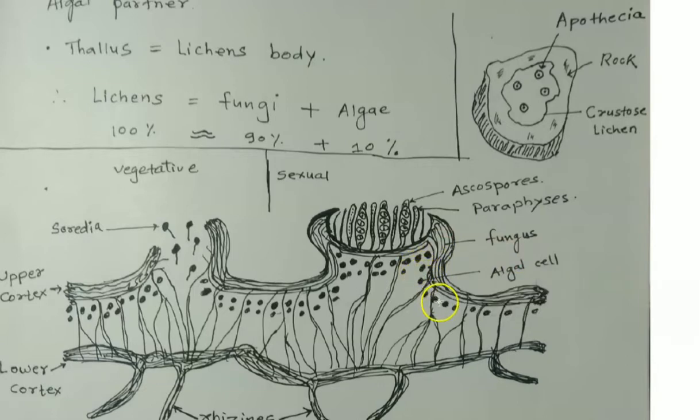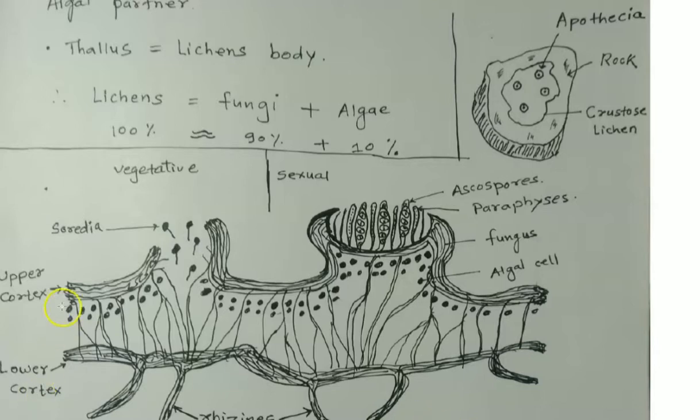In the algal zone, algal cells are present in loosely arranged fungal hyphae. This is the body of the lichen, and this thread-like structure is called fungal hypha. And at the lower cortex, there is formation of rhizines. Rhizines help to attach to rocks and tree bark. We can say they are attached to a substratum.